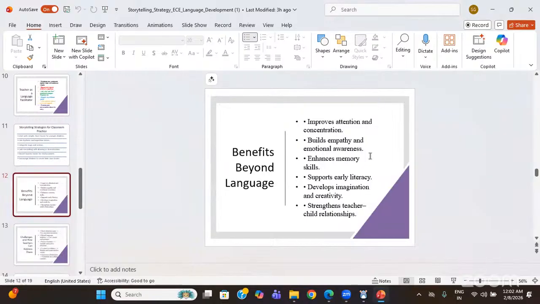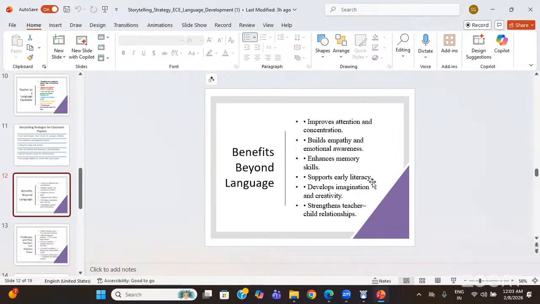So, benefits, as I already told you: it improves attention and concentration, empathy, emotional awareness, memory, early literacy. Early literacy means, just now I showed you the flashcard and made you discuss what is there in the picture, isn't it? This is picture reading. Visually they will see, auditorily they will listen to the story, audio-visual association takes place, and phonics also they will catch up.